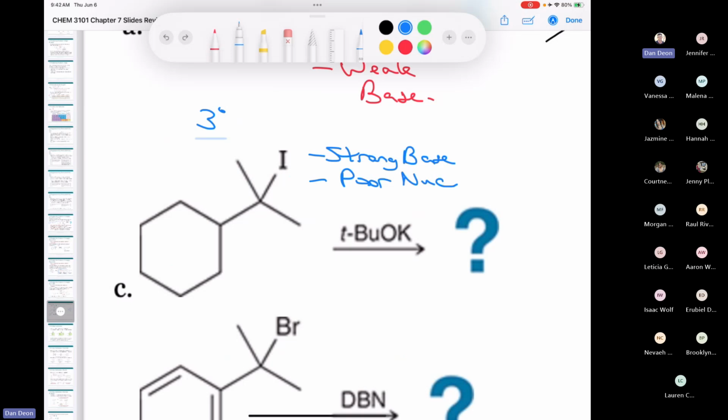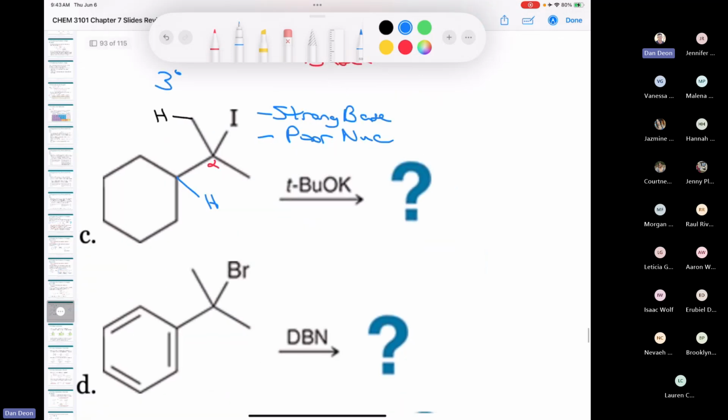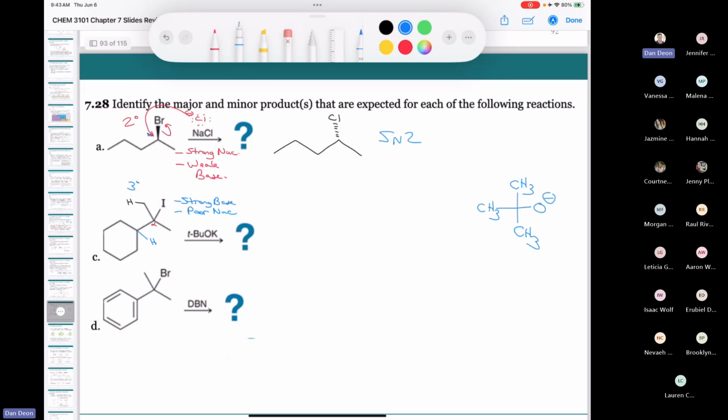Did anybody figure it out? Remember, this is our alpha carbon here. Yes, perfect. Thanks, Rubio. So you have this type of beta proton, and then you also have this type of beta proton. Let's draw both. First I'll draw the one if you abstract the blue proton first. That would give you this compound. And then you're also going to get this compound.